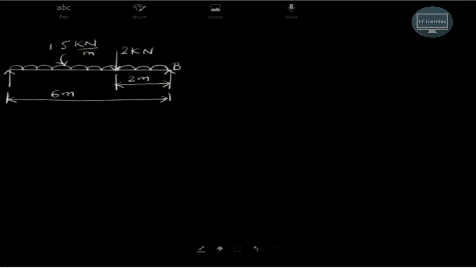Suppose this is A and this is B. The reactions are RA and RB, and this is the point C, suppose. Then we'll apply the conditions of equilibrium over here. So summation of forces in y direction is equal to 0. Upward forces we will consider as positive, whereas downward forces we will consider as negative.